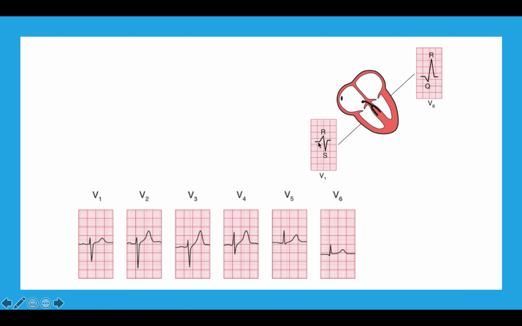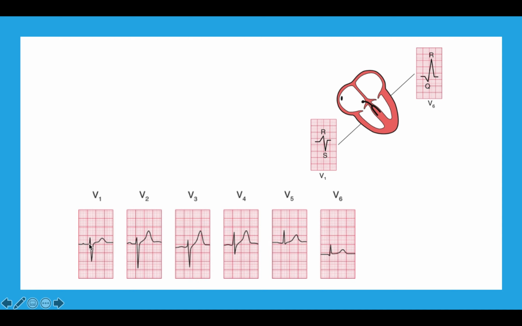So in V1 you would have an R wave and an S wave. These are key important things to remember. It is not like the limb leads where you have a Q, R and S. In fact, you only have two in the chest leads: R and S in V1 and V2, and then Q and R in V5 and V6. So eventually you end up having an image like this on the bottom.